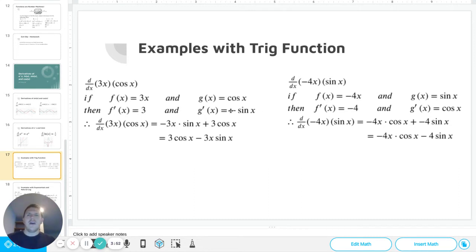And we just apply our product rule here. So 3x times negative sine x, I move that negative sign in front of 3, and then 3 times cosine of x is our next one. And the sum of those two products gives us the derivative here.